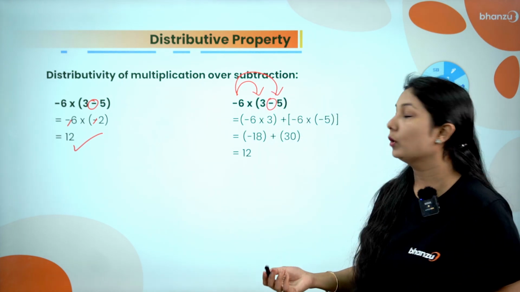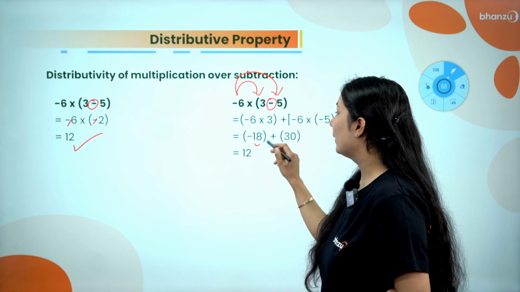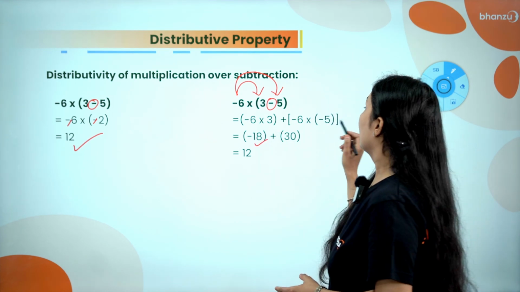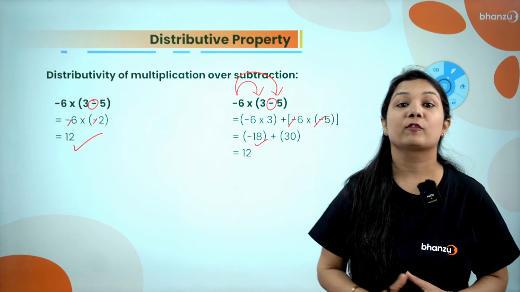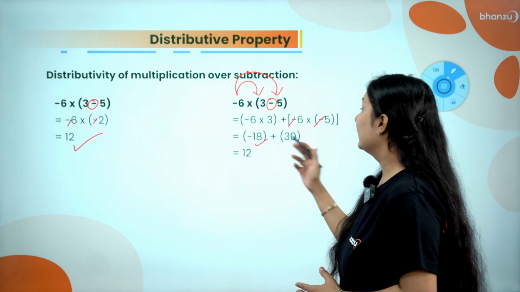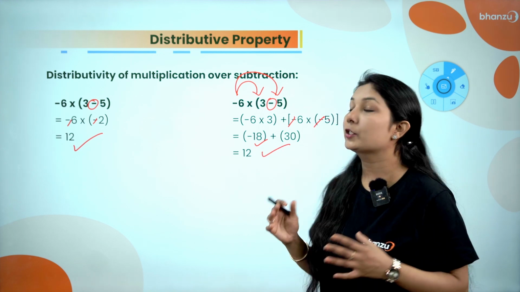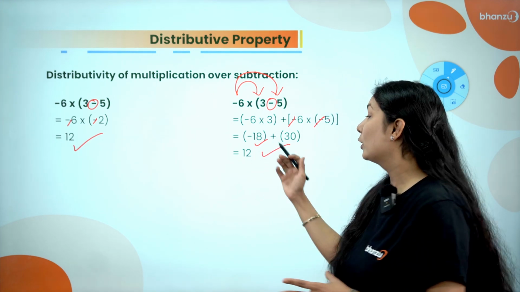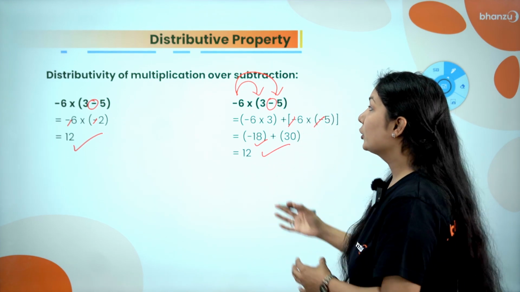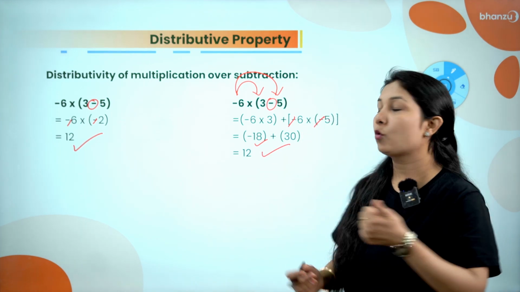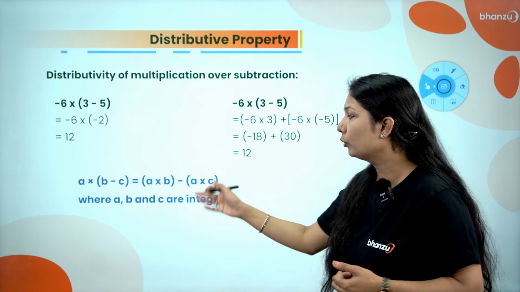Right? So what to do now? Minus 6 into 3 would give you minus 18. Minus 6 into minus 5, so minus minus gets cancelled and you are left with plus 30. So minus 18 plus 30 again gives me plus 12. So here you can see we got the same answer again. So this shows that distributive property of multiplication over subtraction is also true.